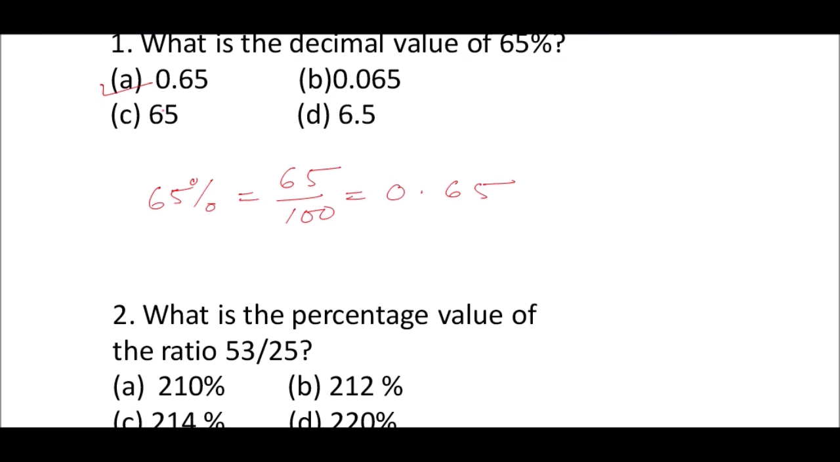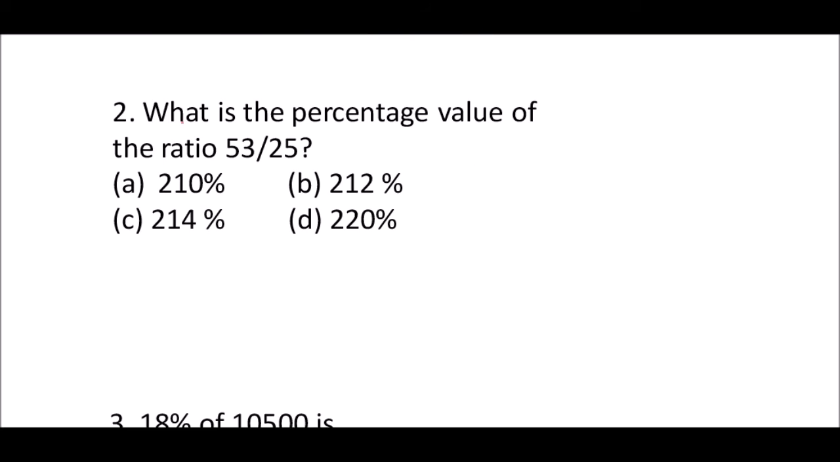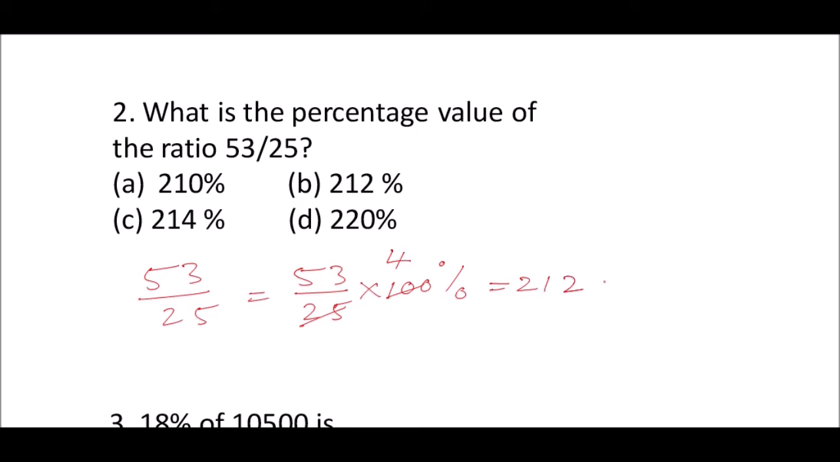Next is, what is the percentage value of 53 by 25? 53 by 25 is equal to 53 divided by 25. We have to convert into percentage, therefore multiply by 100, and you have to give the percentage sign. Now you just simplify 25 and 100, cancellation 4, and therefore 212%. Therefore here option B is the correct option.